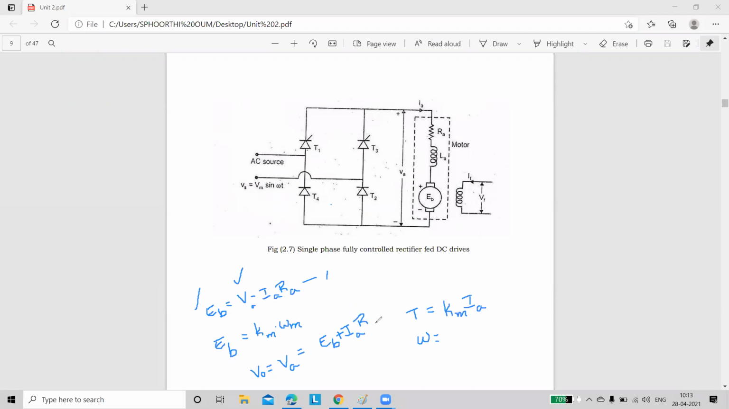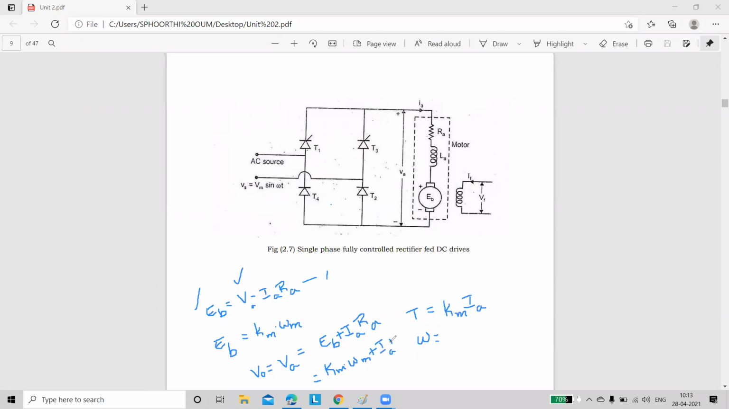Actually, our motto is not just to calculate the output voltage. From this output voltage, you have to calculate speed also. So substitute the back EMF formula here. That is Km into omega M, plus IA RA.